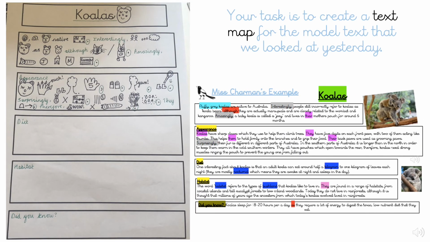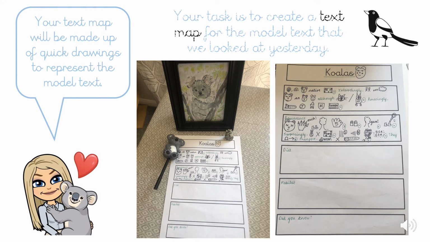Your task for today is to create a text map for the model text that we looked at yesterday. We've all done lots of text maps together in class, both in Year 3 and Year 4. Your text map will be made up of quick drawings to represent the model text. So there's an example on the screen now.